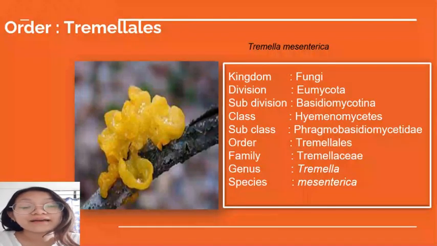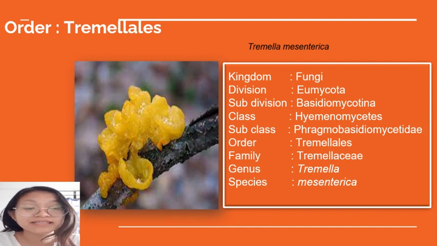Let us see some examples for each order. For the first order Tremellales, the first example is Tremella mesenterica. This species belongs to the kingdom Fungi, division Eumycota, subdivision Basidiomycotina, class Hymenomycetes, subclass Phragmobasidiomycetidae, order Tremellales, family Tremellaceae, and genus Tremella, and belongs to the species mesenterica.